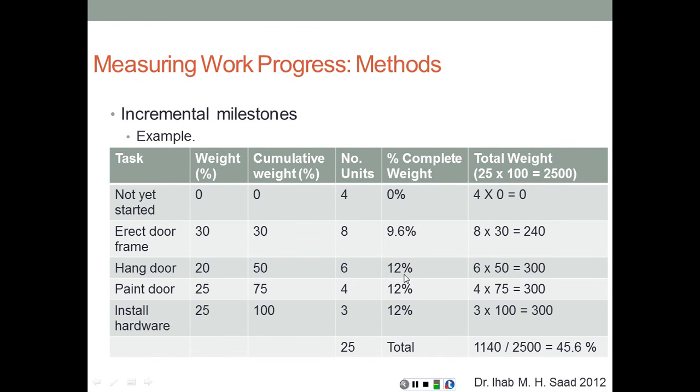So when we add that total, it gives us a percentage of completion for that activity of installing the 25 doors of 45.6%.